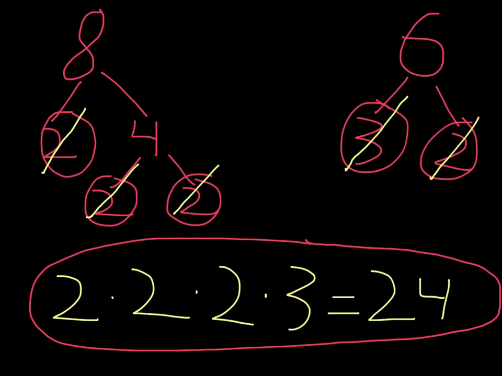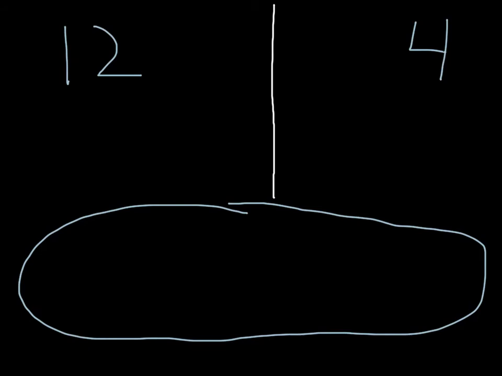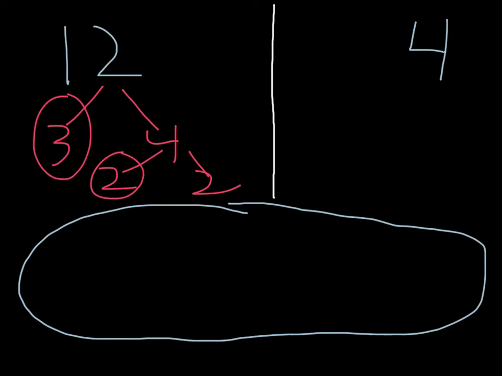If you need to watch that section again, rewind it about a minute and a half and watch it once more. If you're feeling really confident, you can pause it here and try to find the least common multiple of these two numbers on your own, 12 and 4. Here's an interesting example. We're going to factor 12 out as 3 times 4, and of course 4 is 2 times 2. We're going to make sure we circle all of our prime factors.